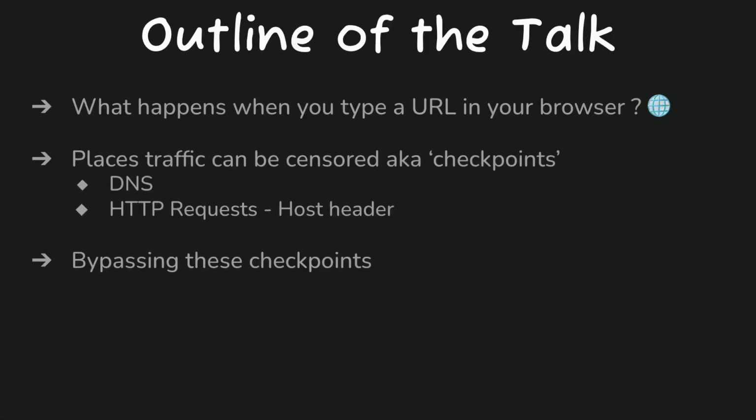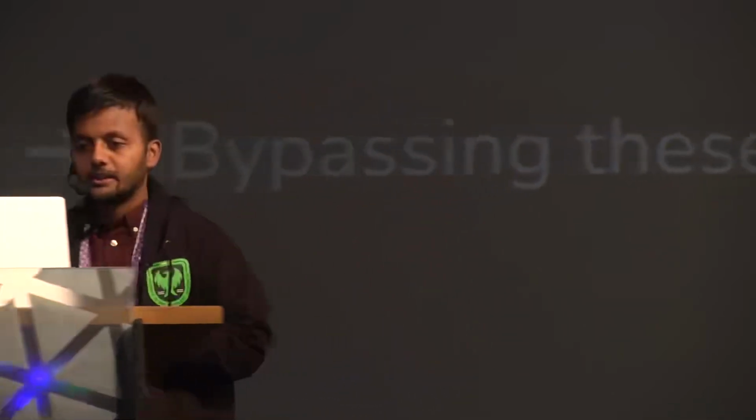In the later half, once you understand the whole process, you would get to know where are the places where you can be censored and where you can be monitored. Because once you understand something, only then it gets easy to bypass it, or basically get around it. There are places where traffic can be censored. Those are usually two places: there's DNS, and then there's the HTTP request. I'll be talking about both of these in detail. And after those are done, we'll talk about the bypassing of these.